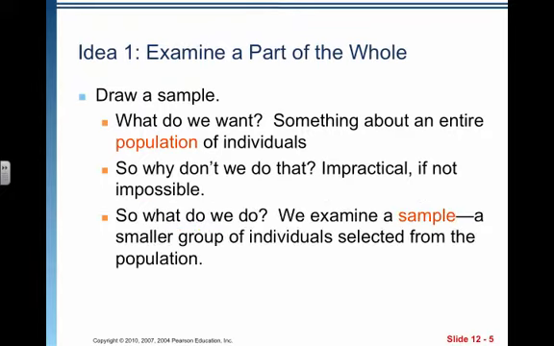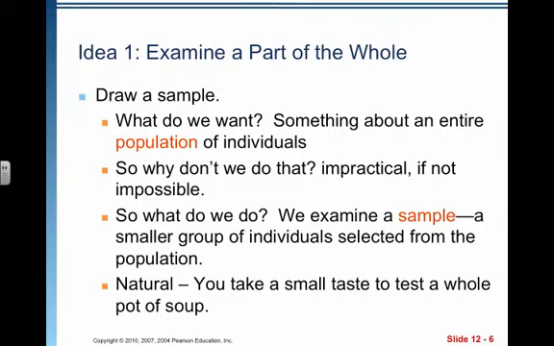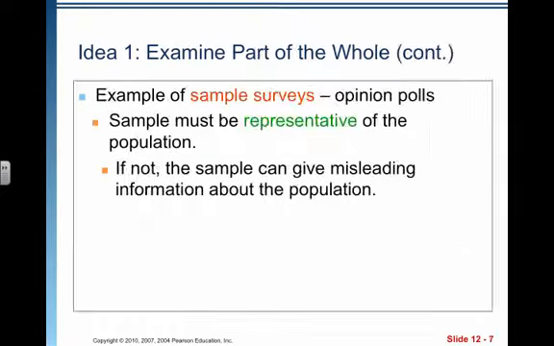So what do we do? We examine a sample, a smaller group of individuals selected from the population. So we get a sample of U.S. adults who are college graduates, and we find out how much they make. And hopefully our sample will be representative of our population, and so we'll have a good estimate. This is a natural thing to do. If you want to know how a pot of soup that you're cooking is going, and you want to make sure everything tastes all right, you just take a small little spoonful to taste it. You don't have to taste the whole entire pot of soup.